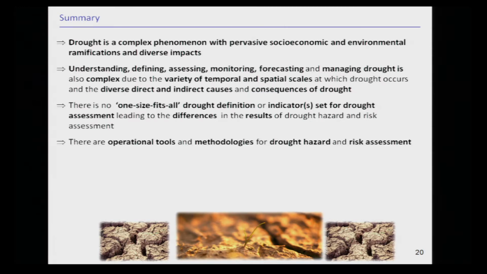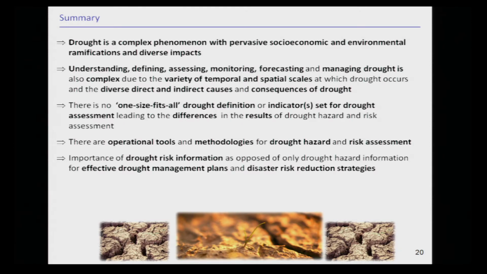And there are currently operational tools and methodologies for drought hazard and risk assessment that we can use in order to compute both drought hazard as well as drought risk. And I would like to highlight again the importance of drought risk information as opposed to only drought hazard information for effective drought management plans as well as disaster risk reduction strategies.